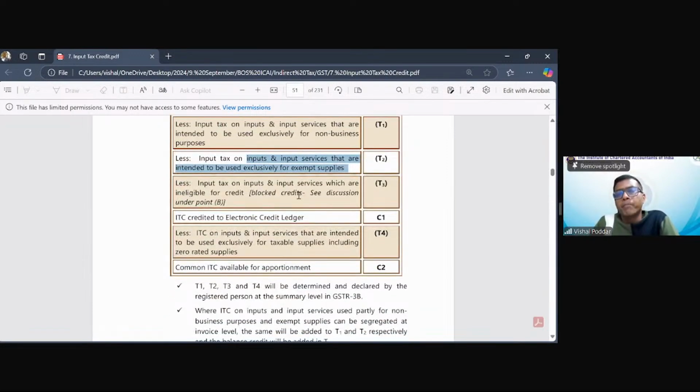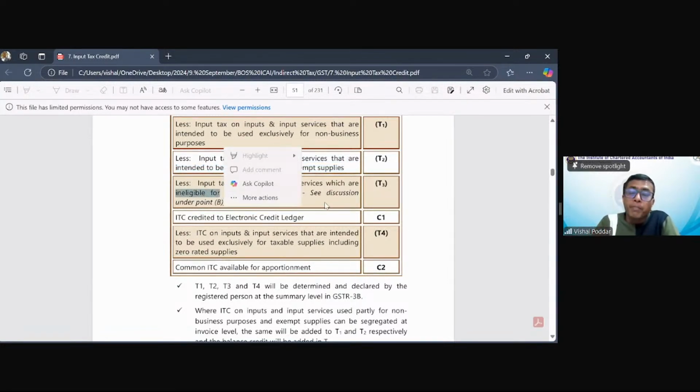Then comes the third part. Find out those input services for which credit is ineligible. Why is it ineligible? Because of Section 17(5), which we are going to study later, that blocks certain credits. Now remove all this.